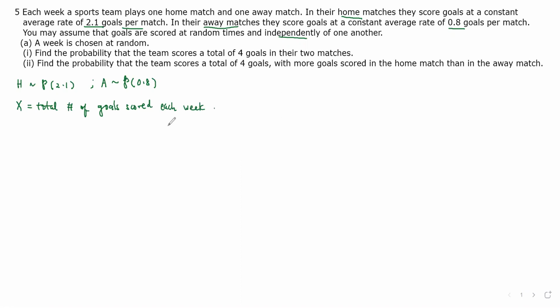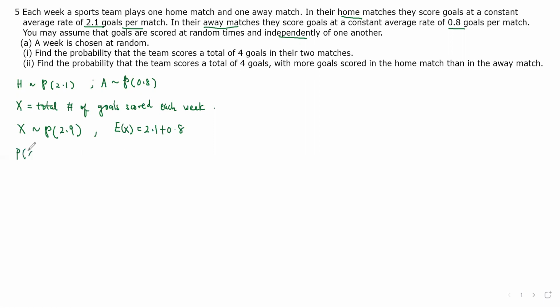If X is the total number of goals scored each week, then X is the sum of H and A, and the sum of independent Poisson distributions is also a Poisson distribution. The mean would be the sum of these two. So the expected value of X is 2.1 plus 0.8, which is 2.9. That gives you the distribution of X, the total number of goals scored each week.